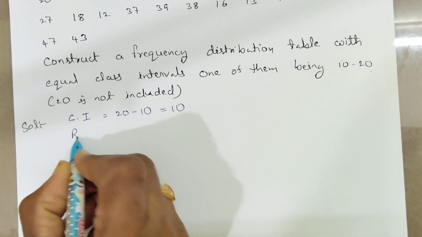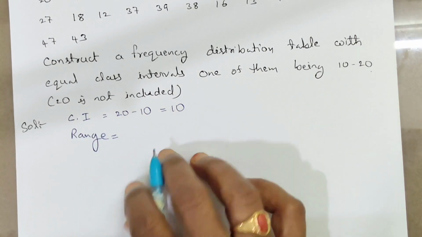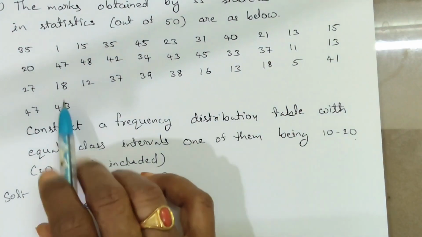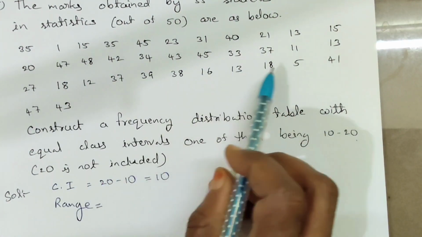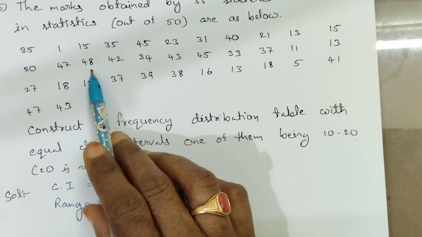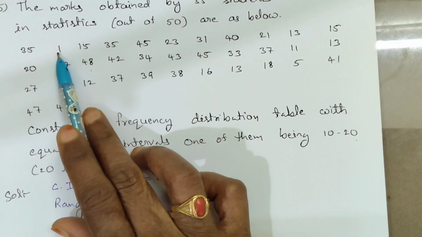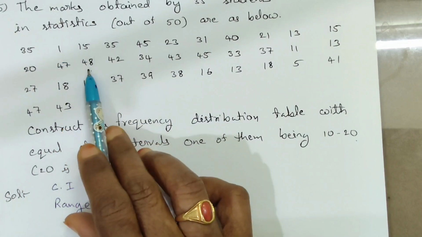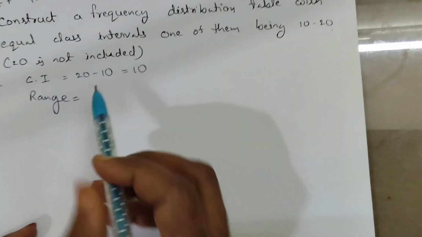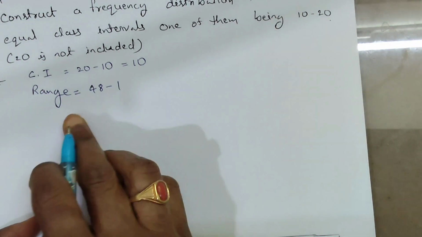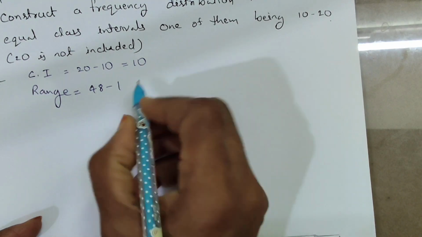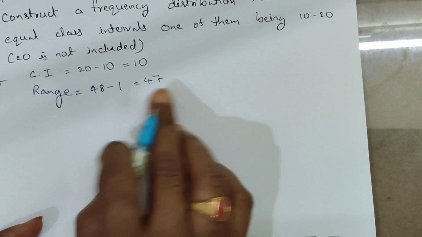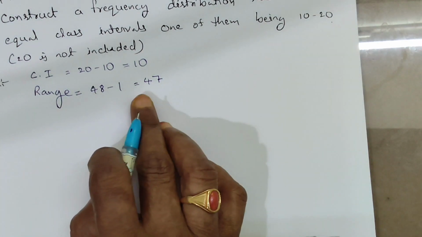Now the range. Observing these marks, 48 is the greatest number and 1 is the smallest number. So the range is the maximum value minus the minimum value, which is 48 minus 1, equal to 47.